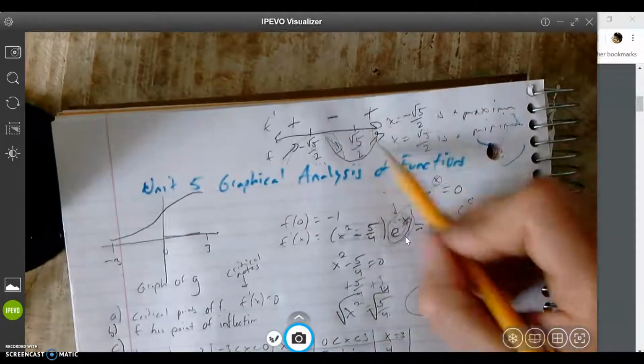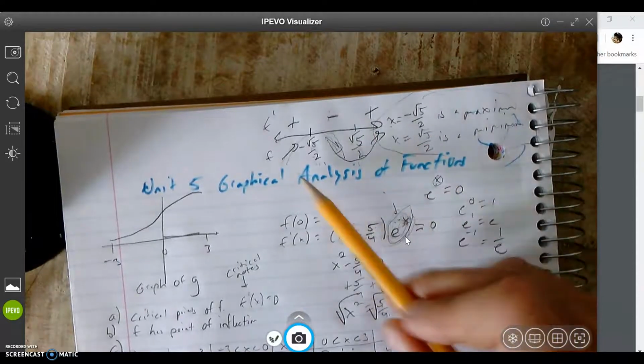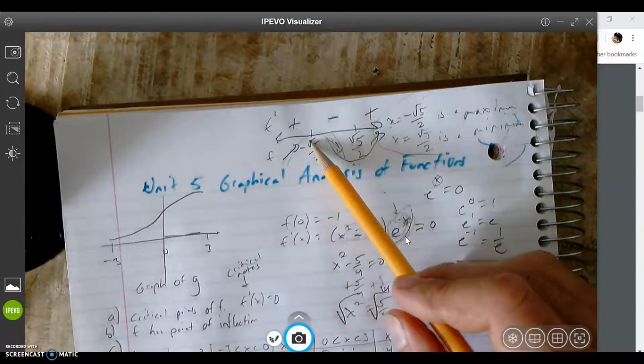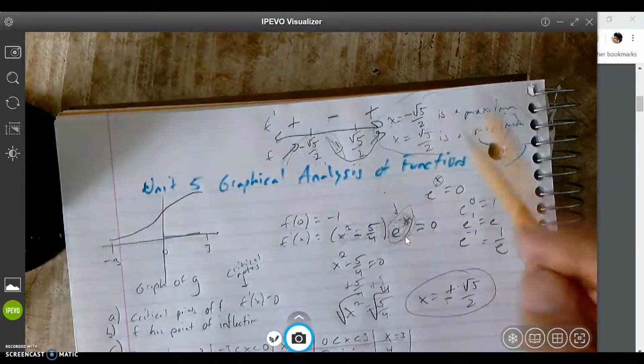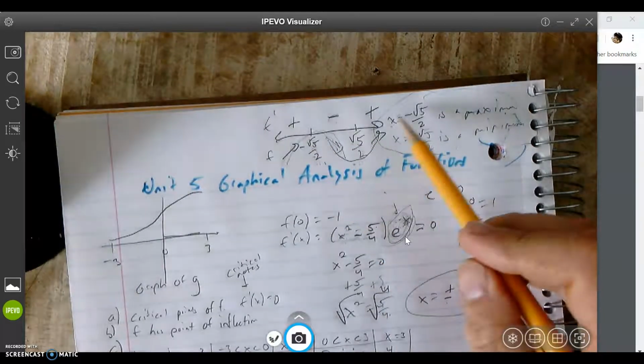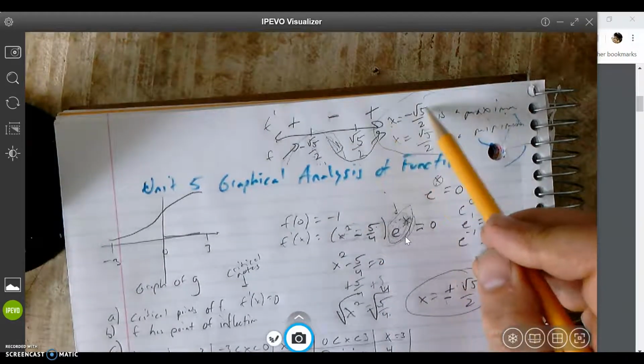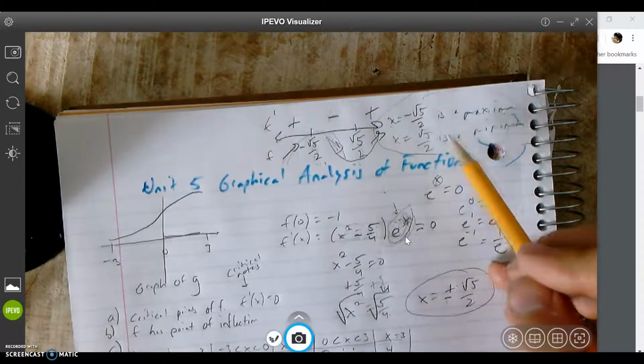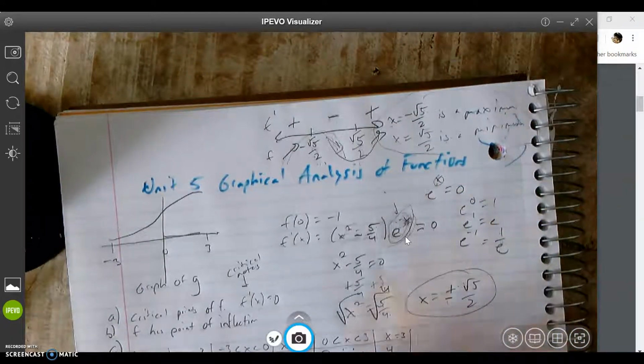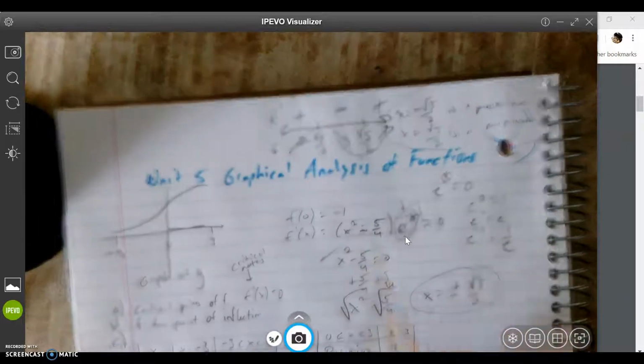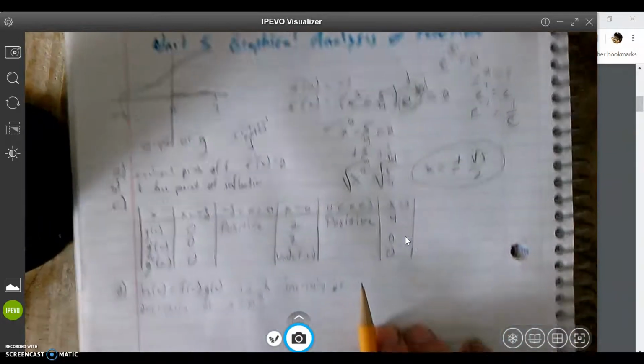Cool. So you have to write a little justification. I read it before. It said if you just have the sign chart, that's not good enough. You've got to write a justification. You can also write because f prime goes from positive to negative and f prime goes from negative to positive right there. You can also write that. So that's part A, done. Cool. All right, part B.